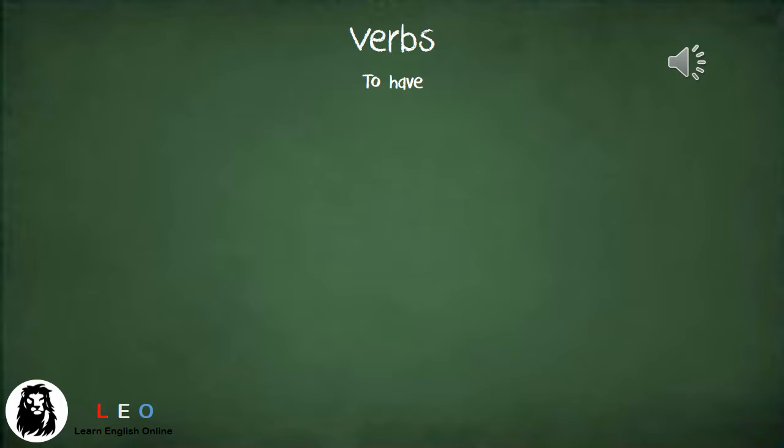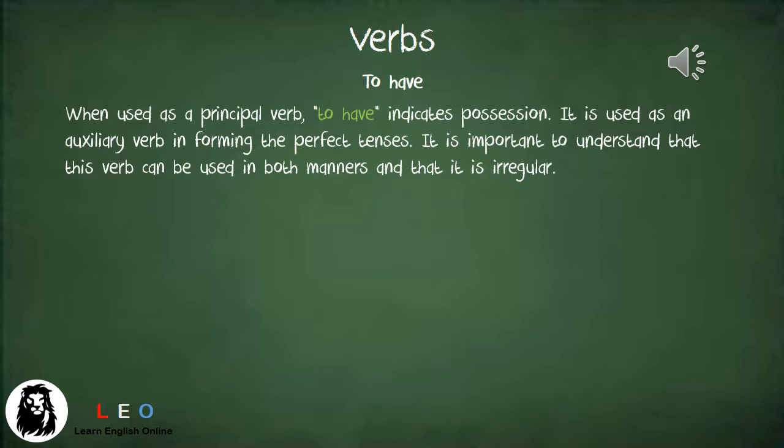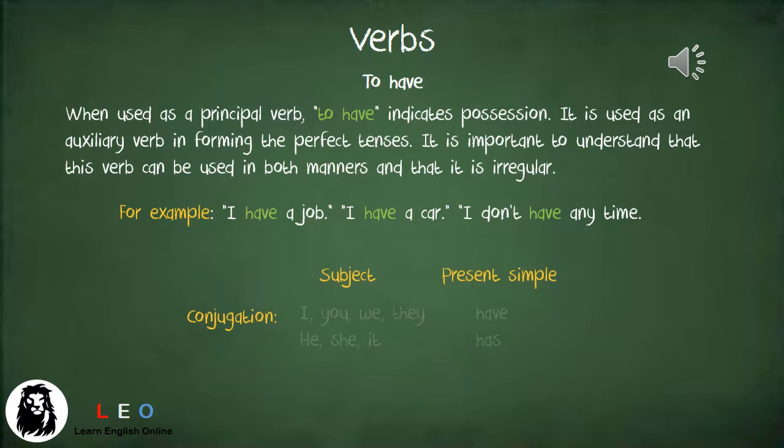Continuing, let's see the verb to have. When used as a principal verb, to have indicates possession. It is used as an auxiliary verb in forming the perfect tenses. It is important to understand that this verb can be used in both manners, and that it is irregular. For example, I have a job. I have a car. I don't have any time. And the conjugation is.